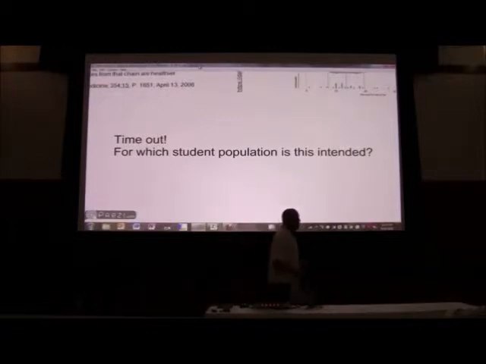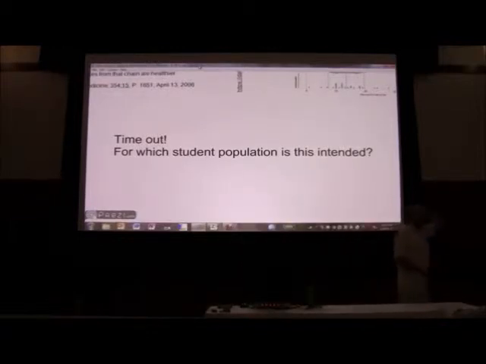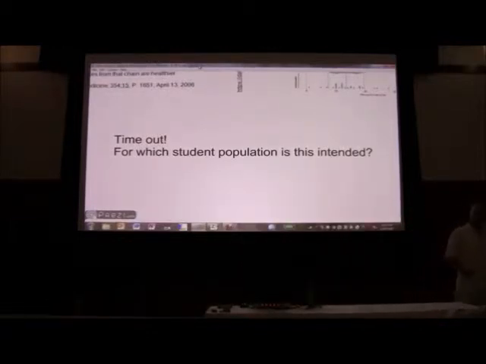Time out, you might be saying, for whom is this curriculum intended, right? Perhaps you're starting to drink the Kool-Aid, but I've got to go back to school, and I'm teaching Algebra 2 next year, and I can't just choose a different textbook. What am I going to do?